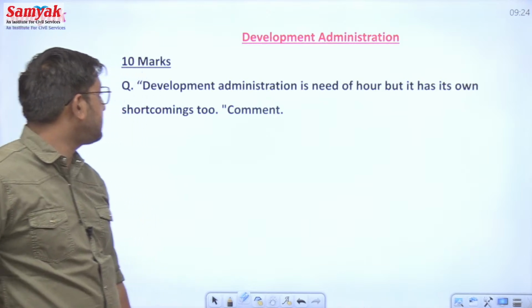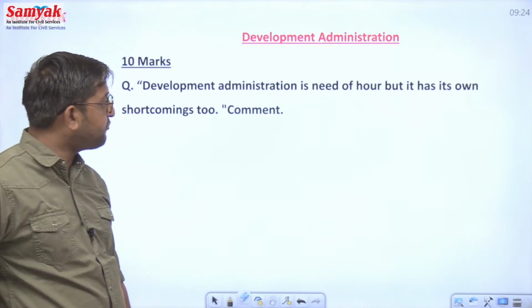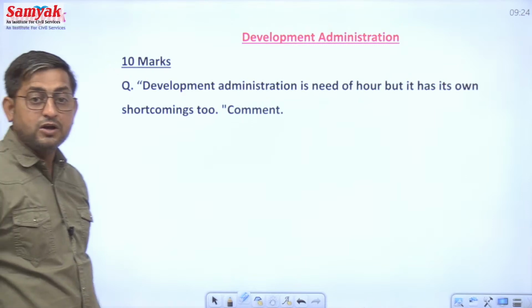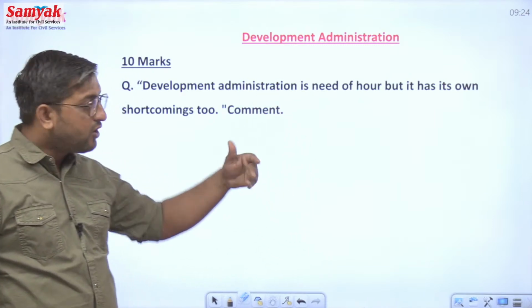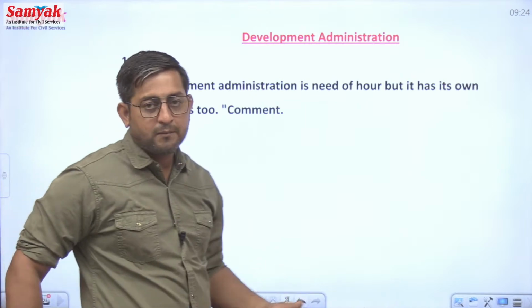In the 10 marker, there can be a question: development administration is need of the hour but it has its own shortcomings. So basically we have to state its importance and also criticize it, we have to balance both.